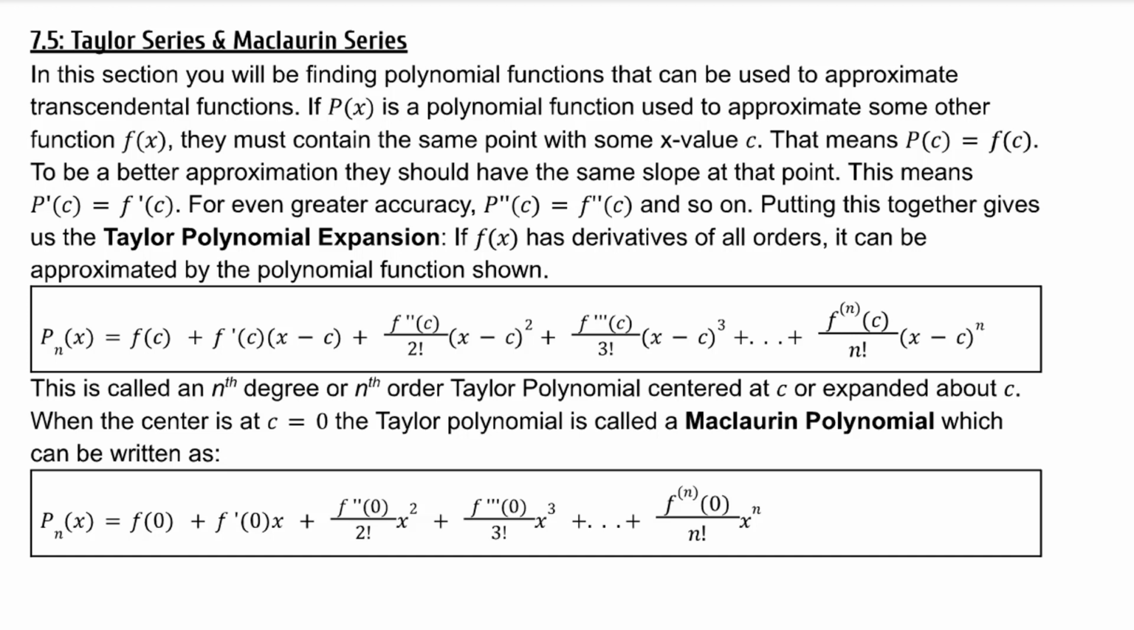If f of x has derivatives of all orders, it can be approximated by the polynomial function shown. This is called an nth degree or nth order Taylor polynomial centered at c or expanded about c. When the center is at c equals 0, the Taylor polynomial is called a Maclaurin polynomial, which can be written as such. These are extremely important formulas and must be memorized for the BC exam.